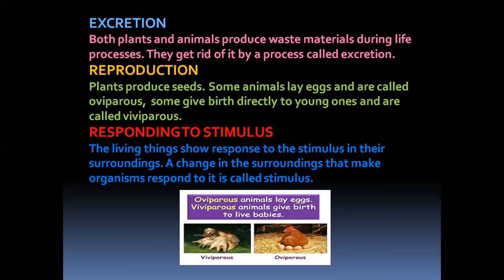Responding to stimulus. The living things show response to the stimulus in their surroundings. A change in the surroundings that makes organisms respond to it is called stimulus. So you can see oviparous and viviparous animals here, children, in the picture. Dog is viviparous. Dog, cat, buffalo, cow are examples of viviparous. Hen, parrot, sparrow are oviparous, which lay eggs.